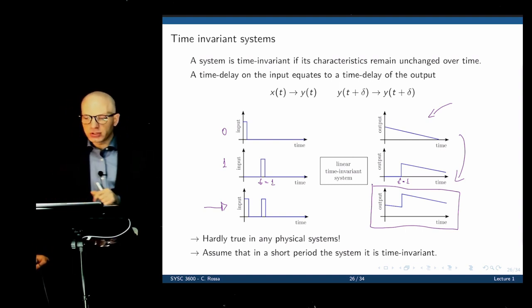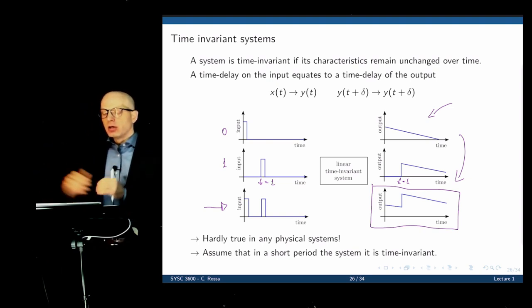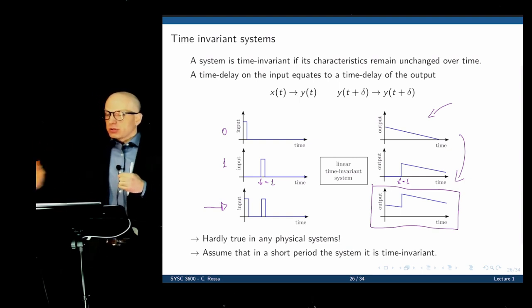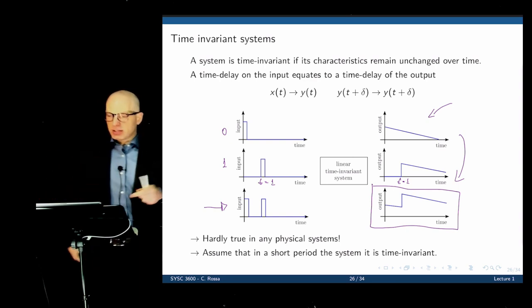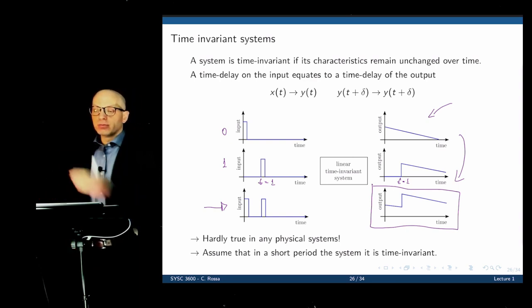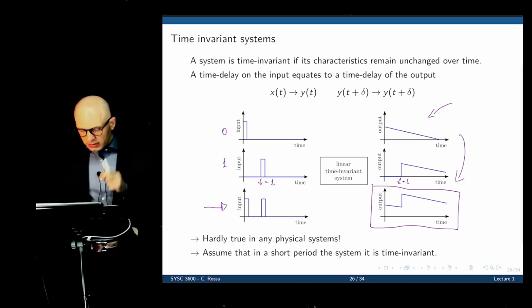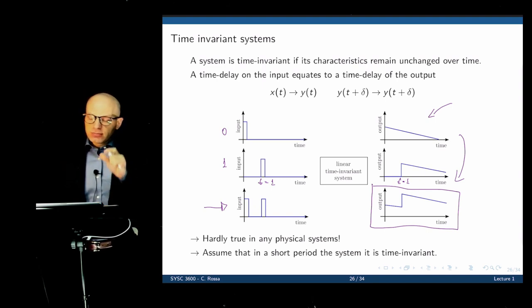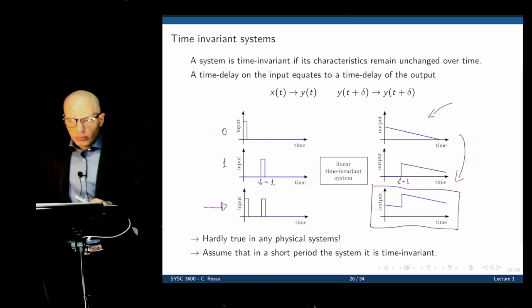So there are two different principles acting here. The superposition allows us to add the effects of two inputs, and the time invariance is telling us that the output of this system is exactly the same, even though they are delayed in time, because the system did not change between the two strikes. And as I said, this is hardly true in physical systems, but we can assume that for a small window, that is true, and then evaluate the system within that small window.